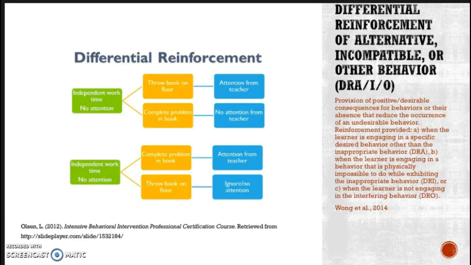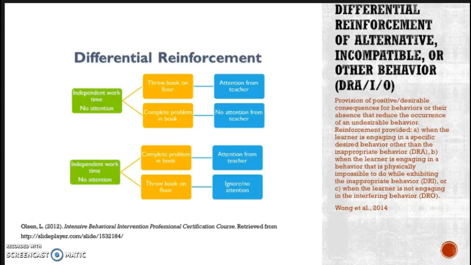Differential reinforcement of alternative, incompatible, or other behaviors. So the provision of positive, desirable consequences for behavior or their absence that reduce the occurrence of an undesirable behavior. So your reinforcement is provided when the learner is engaged in a specific behavior other than the inappropriate behavior, or when the learner is engaged in a behavior that's physically impossible to do while exhibiting the inappropriate behavior, or when the learner is not engaging in the interfering behavior.